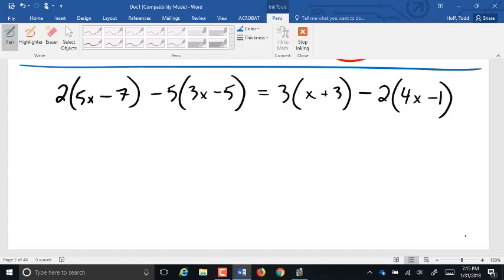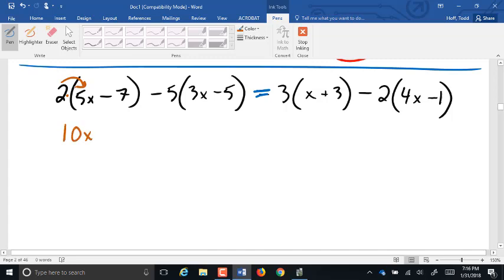So we can look at each side separately. We're going to look at the left side first here. We're going to move left to right. That first set of parentheses. Is there anything I can do inside there? No, I can't. So I'm going to multiply by the 2. 2 times 5x, 10x, and 2 times negative 7, negative 14. So we finish that parentheses.